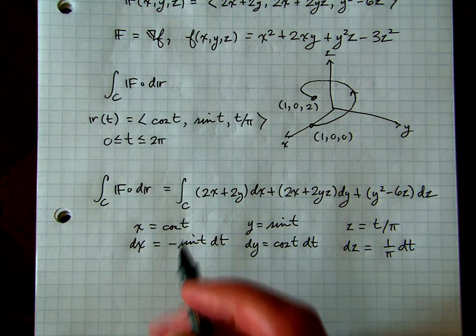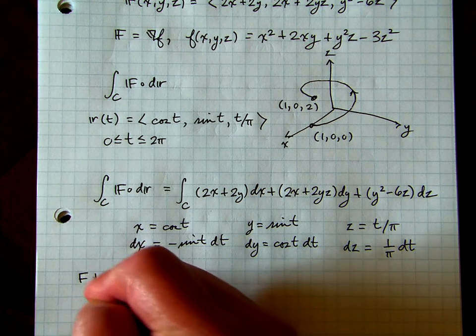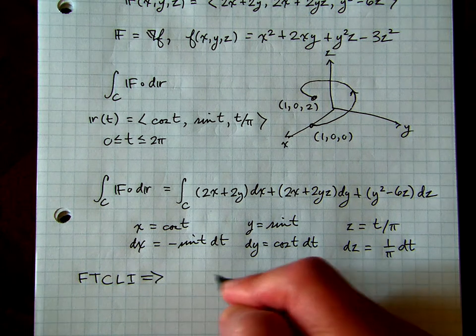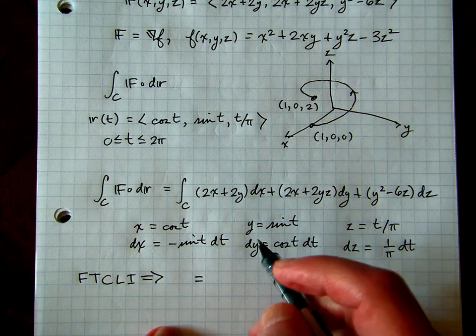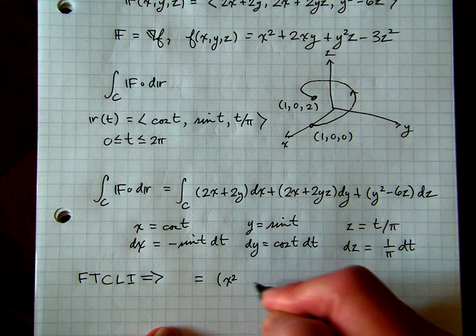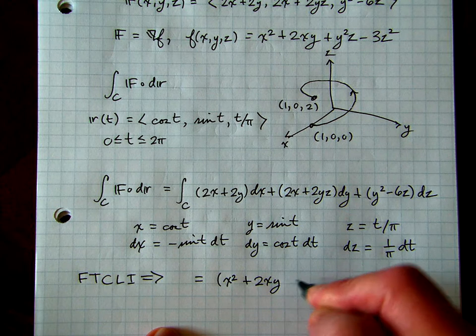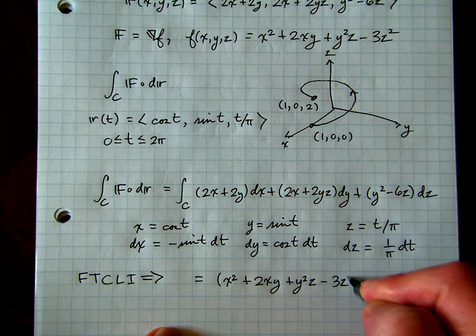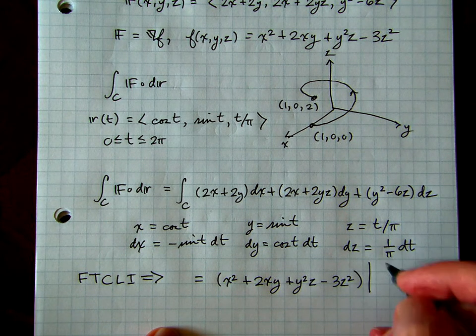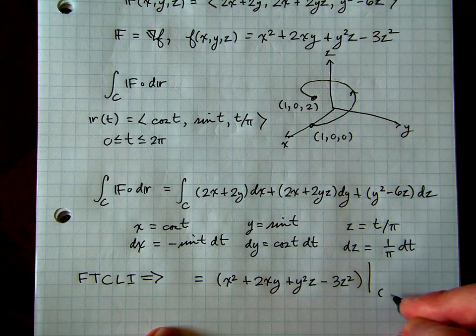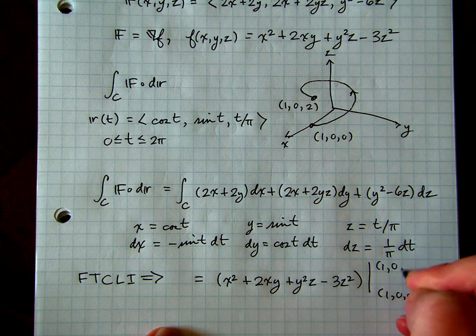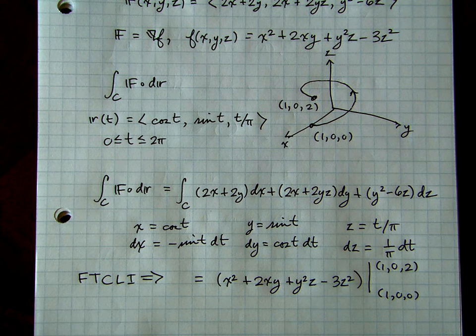Instead, I'm going to use the fundamental theorem of calculus for line integrals, and that implies that my integral is x squared plus 2xy plus y squared z minus 3z squared, evaluated from my initial point 1, 0, 0 to my terminal point of 1, 0, 2, courtesy of the fundamental theorem of calculus for line integrals.